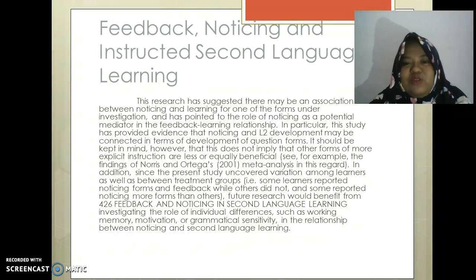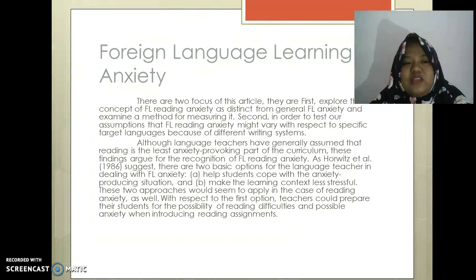Next is Feedback, Noticing, and Instructed Second Language Learning. This research has suggested that there may be an association between noticing and learning for one of the forms under investigation, and has pointed to the role of noticing as a potential mediator in the feedback-learning relationship. In particular, this study has provided evidence that noticing and second language development may be connected in terms of development of question forms.